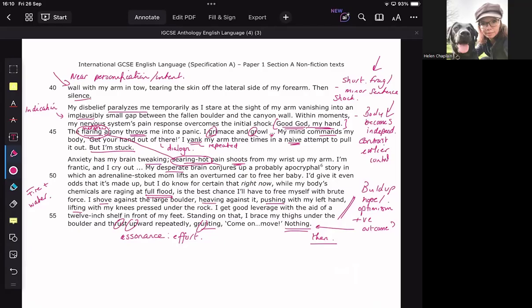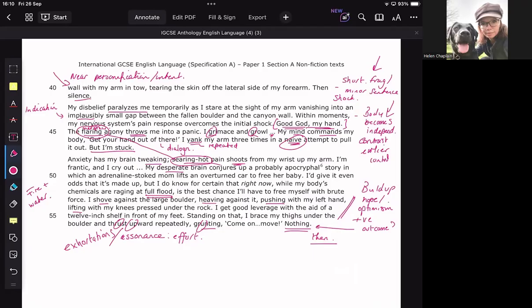Grimace and growl, the alliteration adding to the onomatopoeia of that growl. All doing that, gritting your teeth, having to really brace yourself about it. Again, "my mind commands," that's a separate thing. So we've got nervous system separate, mind separate, use of dialogue, that he's almost hearing these exhortations in his head that he's got to get on with that. If you exhort someone, you are shouting encouragement at them to do something. We have the verb yank again 3 times in a naive attempt.